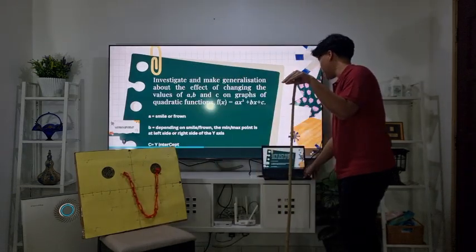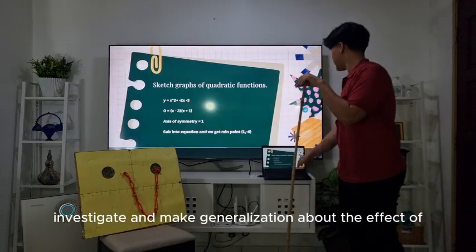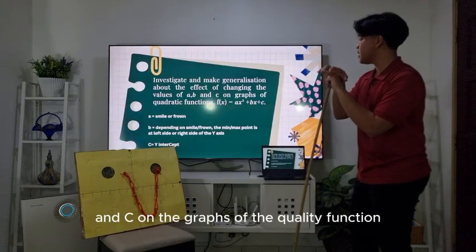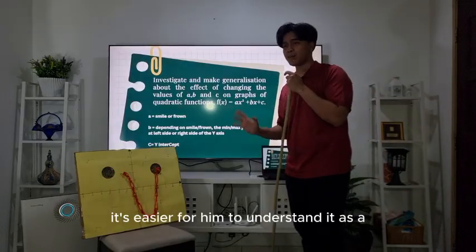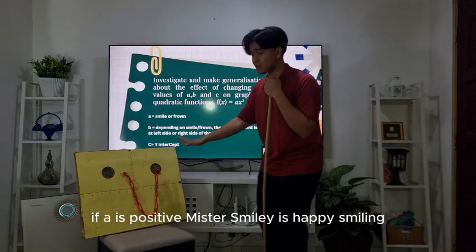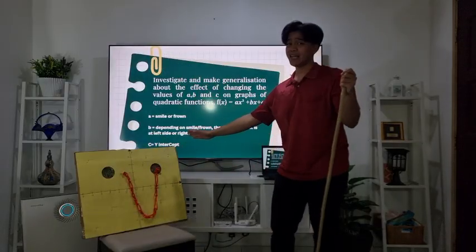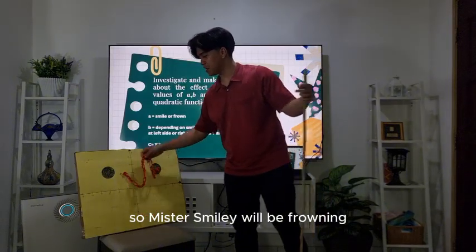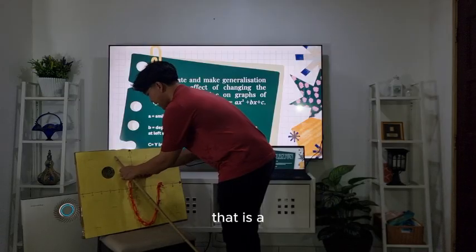Next, investigate and make generalization about the effect of changing the values of A, B, and C on the graphs of the quadratic function. So, for Mr. Smiley, it's easier for him to understand it as A is when he's smiling or frowning. If A is positive, Mr. Smiley is happy, smiling. If A is negative, Mr. Smiley will be frowning. That is A.